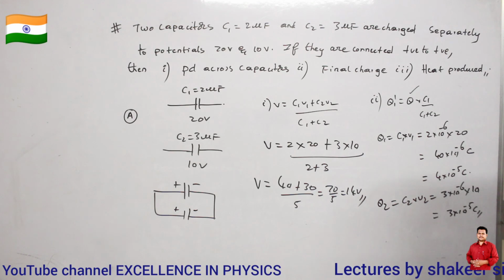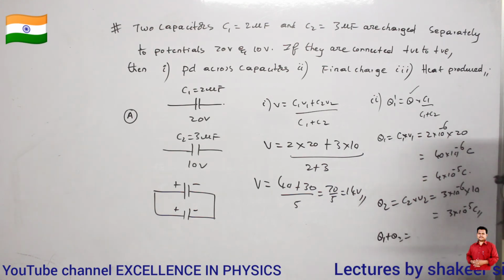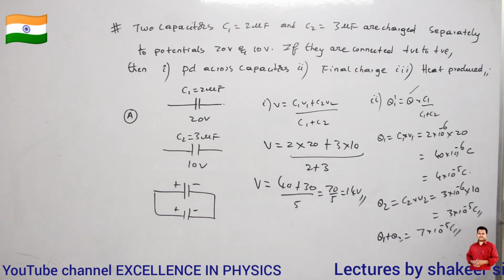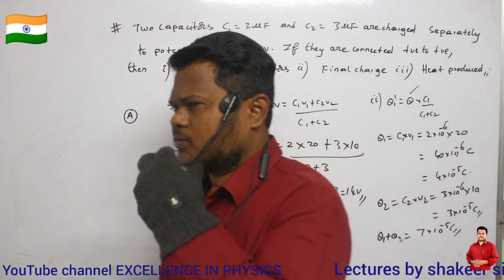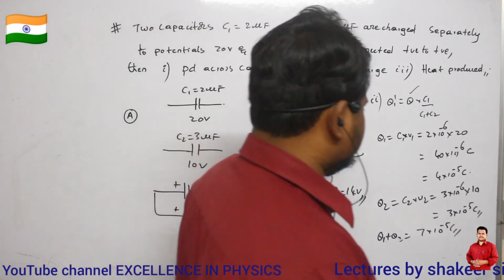So what is the initial total charge? Total charge is Q1 plus Q2: 4 plus 3 is 7 into 10 power minus 5 coulombs of charge. So the total final charge is Q1 plus Q2, equal to 7 into 10 power minus 5 coulombs, or I can also write 70 microcoulombs of charge. Then just substitute in this relation.